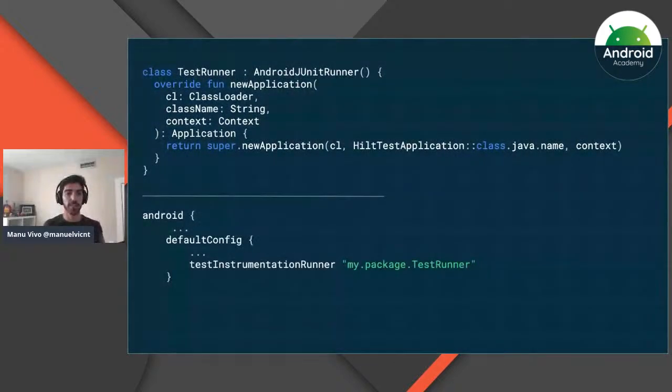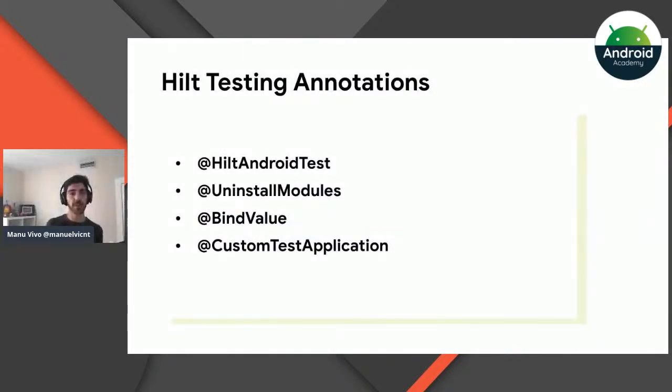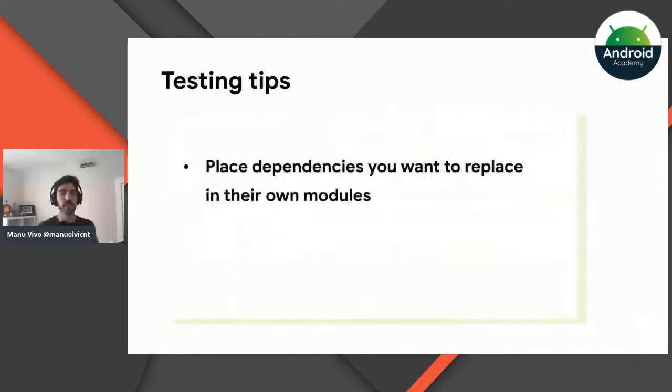Cool. I'm going to skip this. So we have more annotations about Hilt for testing specifically. We've seen @HiltAndroidTest and @UninstallModules, but then we have @BindValue and some other things. All of this is also written in the testing documentation available. Let's skip this.